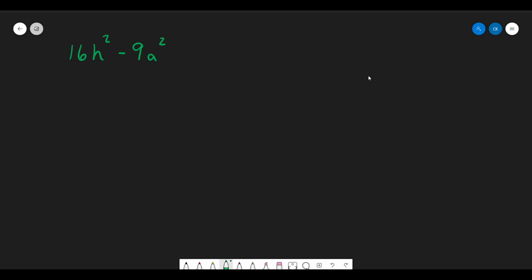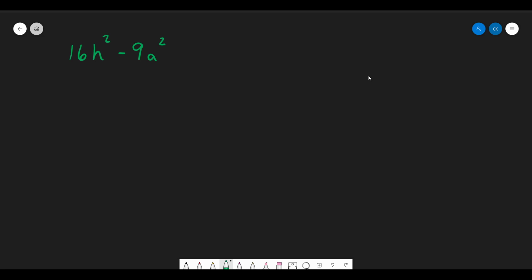So the first thing that we look at is, okay, can I use GCF? That needs to always be the first thing I look at. Is there a GCF between 16h squared and 9a squared? Well, we look at the 16 and the 9, and there's definitely not a GCF between those two terms. We look at the h and the a, definitely no GCF there, so I can't factor out a GCF.